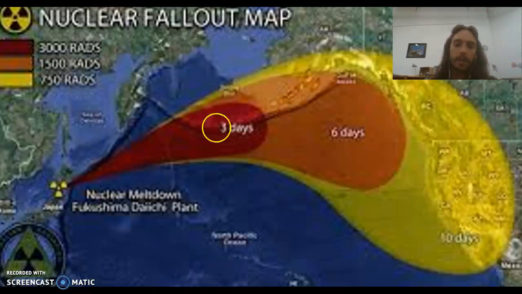And then here is a 30-day fallout map from Japan. So here's where it started. And then after 3 days, we had 3,000 RADs just going out into the ocean here. And then by 30 days, Colorado is getting hit with 750 RADs. So that's radiation that you previously were not exposed to, but got exposed to because of that meltdown.